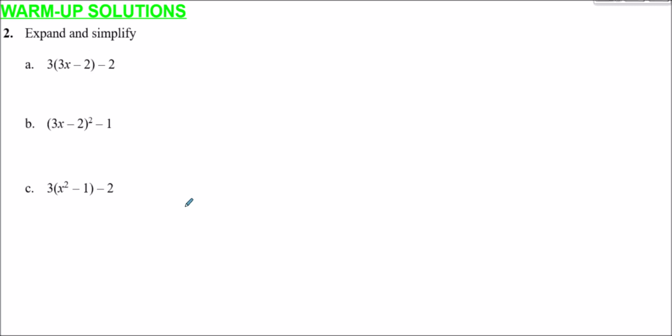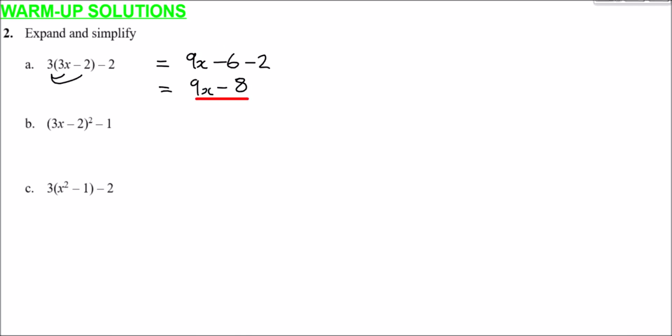Question 2, just some simple expanding and simplifying. So first of all, 3 times 3x is 9x. 3 times minus 2 is minus 6, and finally minus another 2, overall gives us 9x subtract 8.